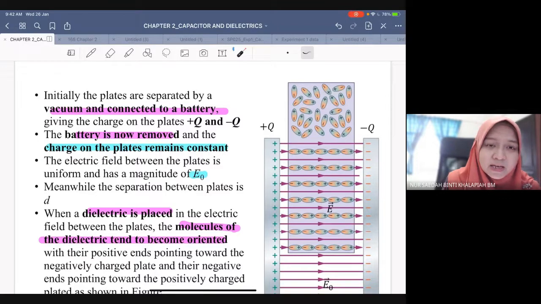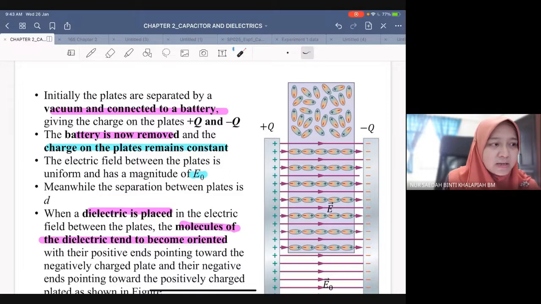Sebab kita ada capacitor positive plates dan negative plates ni. So molecules kita yang bahagian negatif dia tertarik dengan positive plate. Yang bahagian positif polar akan tertarik dengan negative plate. So molecules tu akan susun diri dia macam ni. Okay, faham tak sampai sini? Boleh? Faham, Madam. Faham kan?